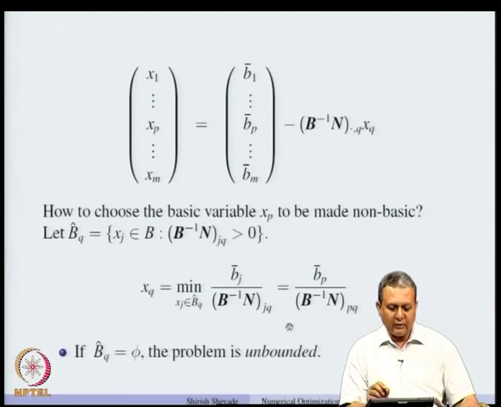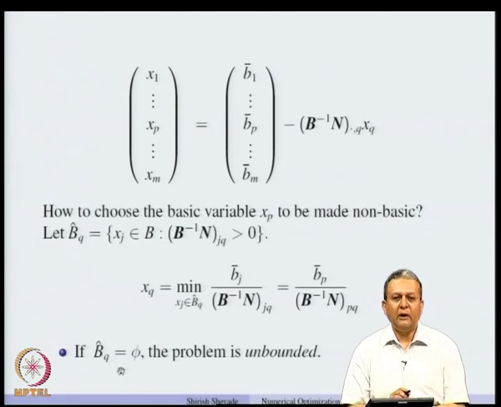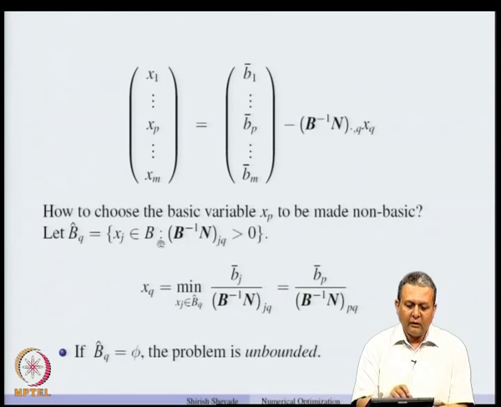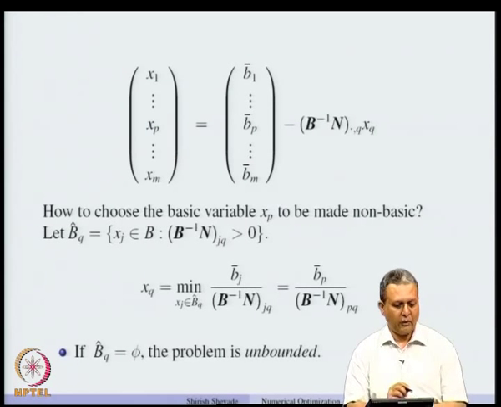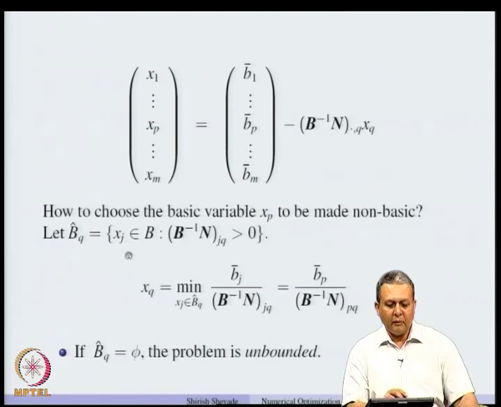Now, if we do this, there is a possibility that if we cannot get a non-empty set B hat q, then the problem is unbounded. Which means that we can increase the value of xq without removing any of the basis vectors, and the objective function value goes to minus infinity, or the problem is unbounded. So, if the problem is bounded, then xq could be found using this formula, or in other words, if B hat q is non-empty, then we can get a variable to be made non-basic.